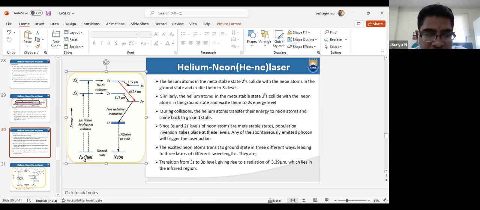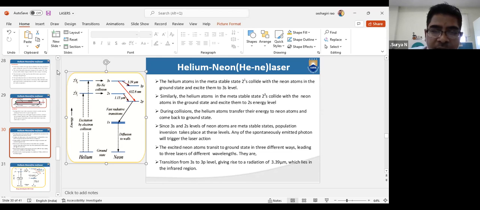See, this is your helium atom and this is your neon atom. So the helium atoms in the metastable state, 2, 1s, collide with the neon atoms in the ground state and excite them to the 3s level. Here the helium-neon collision takes place.